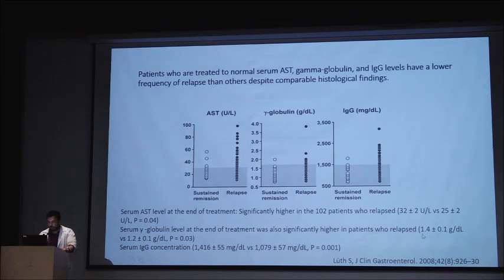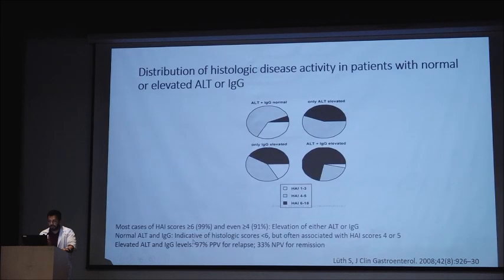And gamma globulin of 1.4 versus 1.2, and serum IgG of 14 versus 10. Basically, higher AST level at the time of it, or the flares in between, higher gamma globulin or higher serum IgG level at the time of withdrawal of the drug predicts the relapse. This basically shows how the histological disease activity varies as per the ALT or the IgG level.